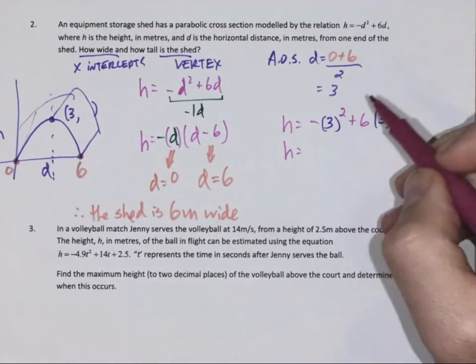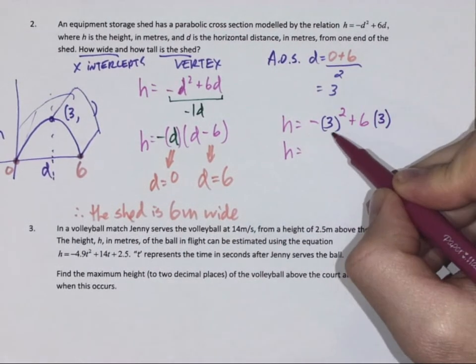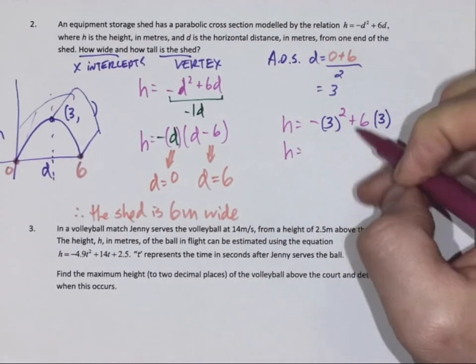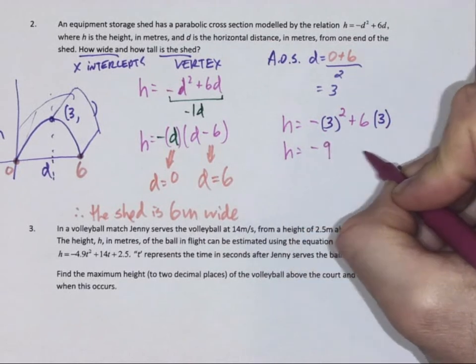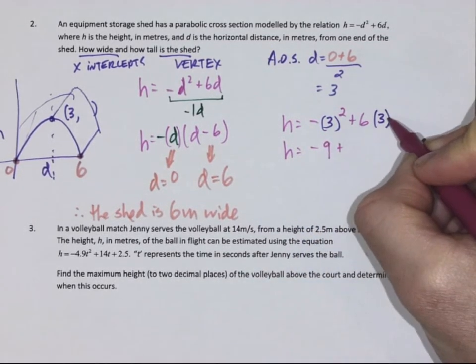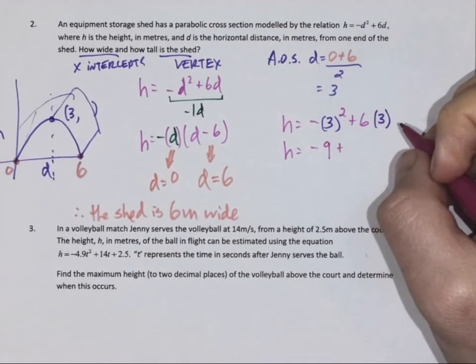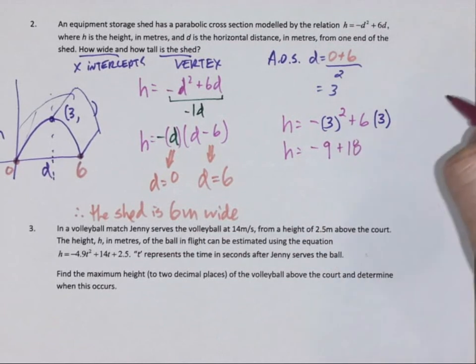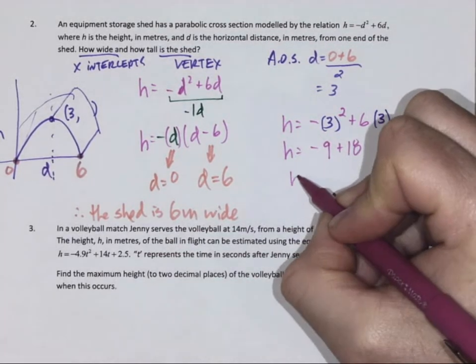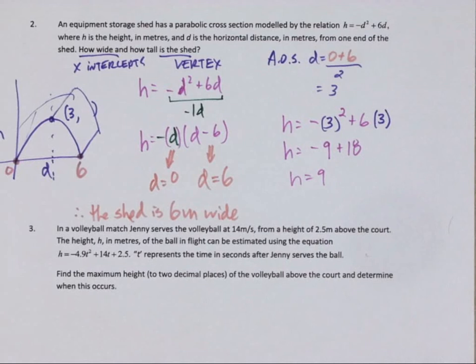All previous math still exists. That is not negative 3 squared, that's 3 squared, which is 9, times negative. 6 times 3 is 18. Negative 9 plus 18 gives me a height of 9.